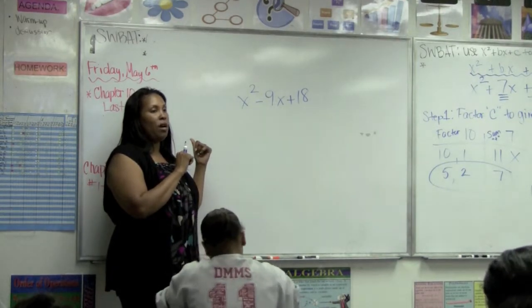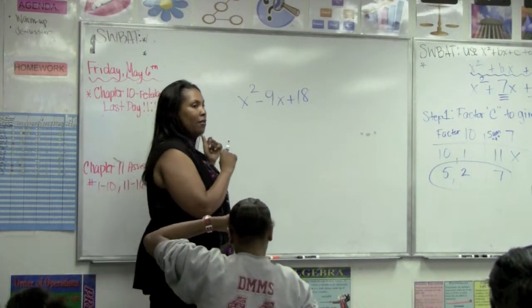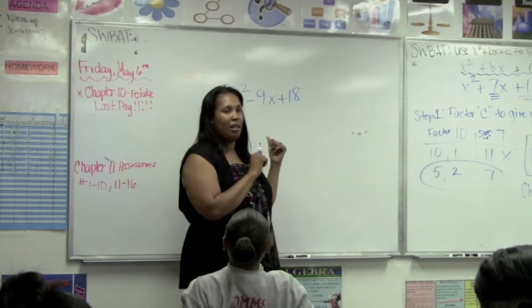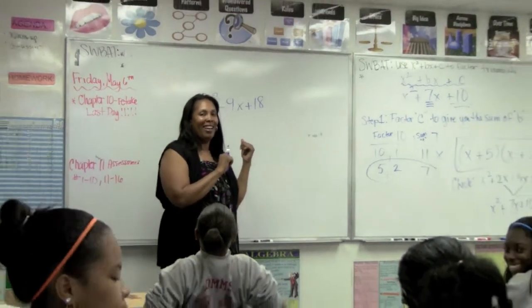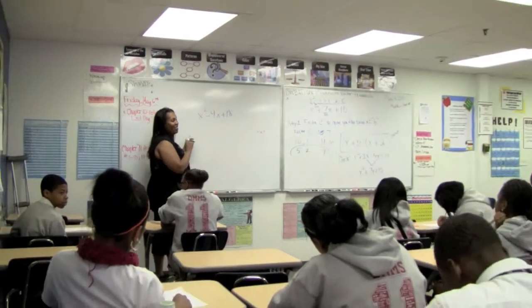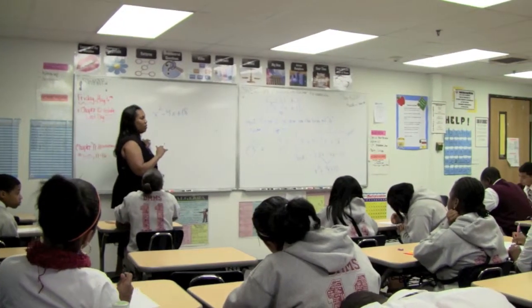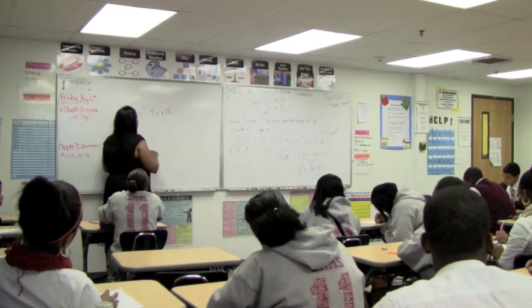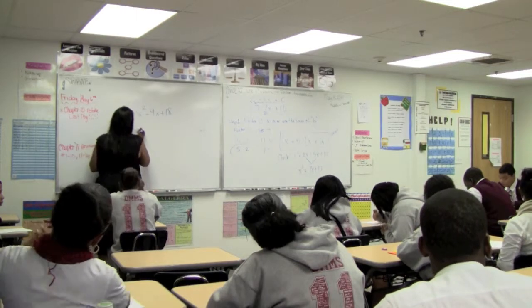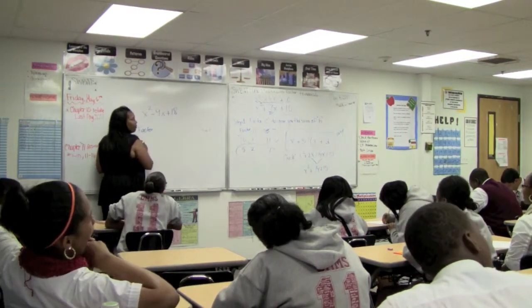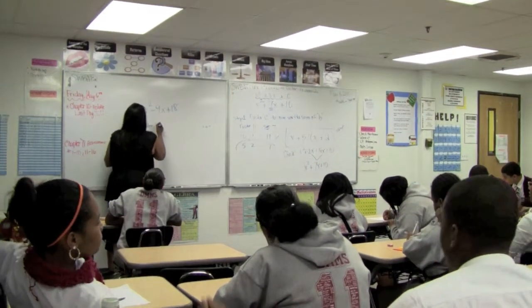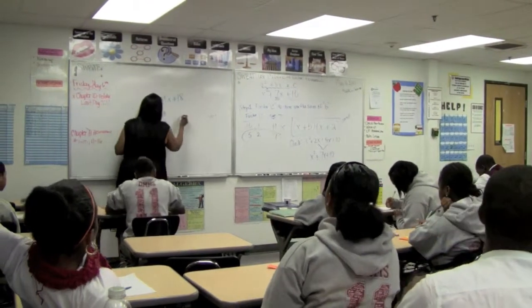What am I going to do first, Tierra? You gotta factor out the C, so you can do the sum of B. So, okay, tell me what to write here. You write 18.